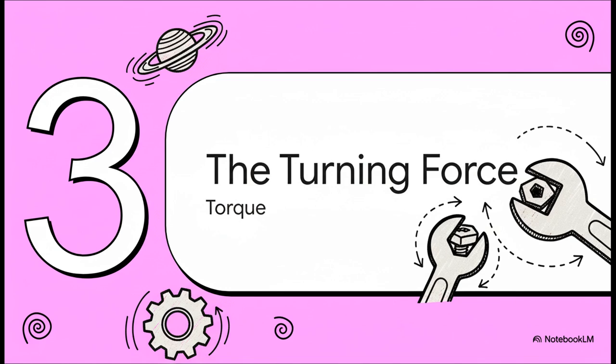Okay, so we all know what makes an object move in a straight line, right? A force. You push it, it moves. But what makes an object turn or spin? For that, we need a special kind of oomph. Let's find out what that is.